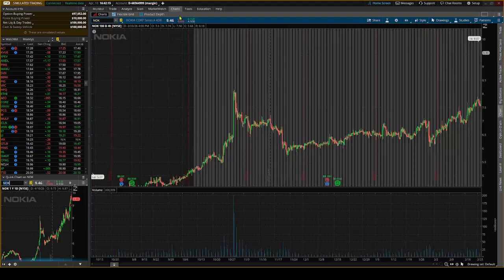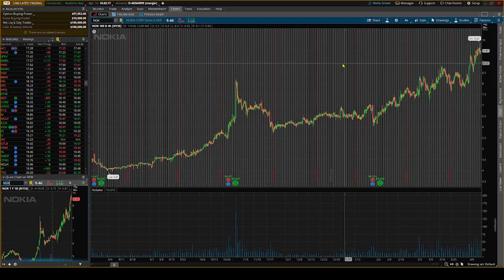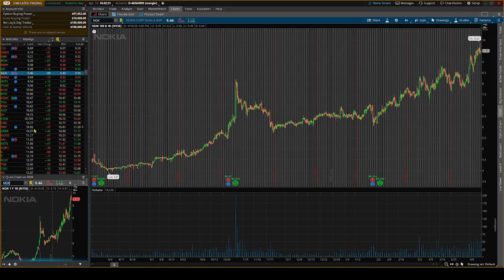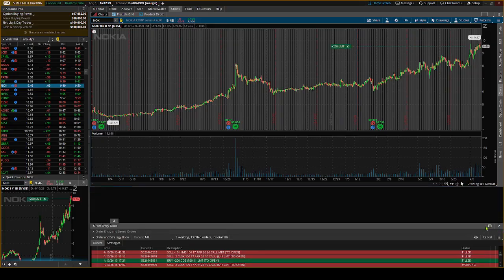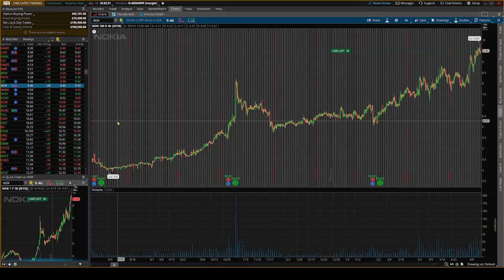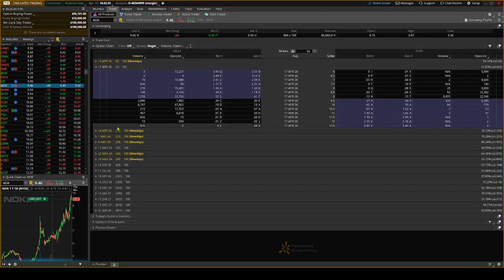Go to the chart. This one's been trending up, so we might go a little out of the money on this one. What's it at? It's at 9.46. So there it is. We want to buy 9.50. We buy our 200. Confirm, send. And then we're going to go to trade. So we're going to, let's see. It's at 9.50. It's at 9.50.